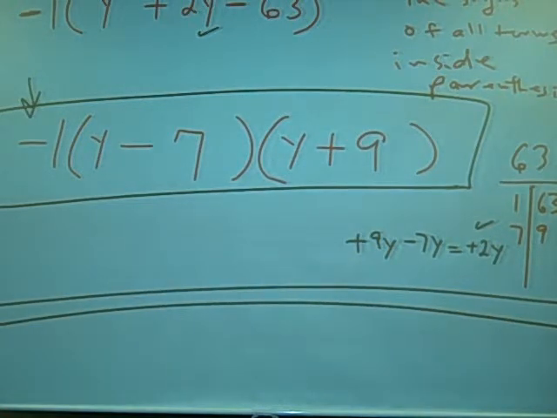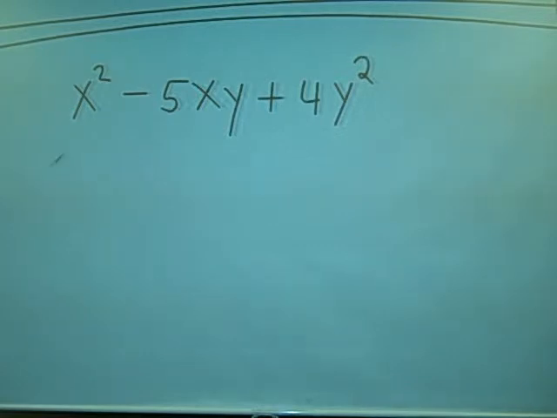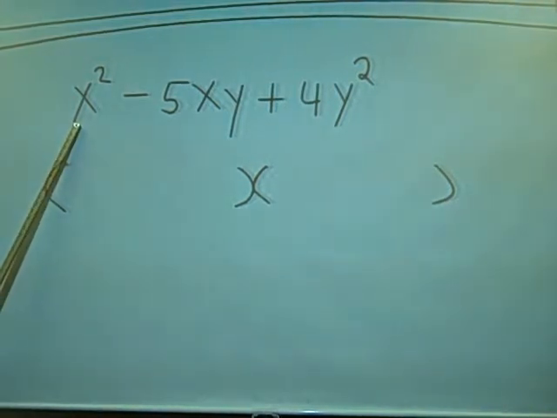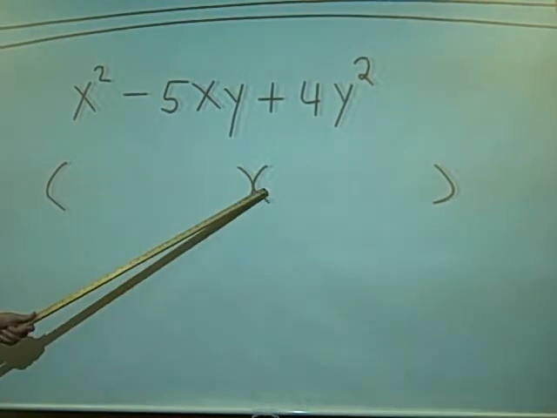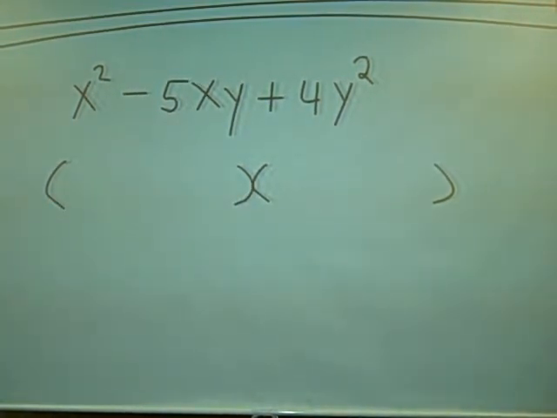Okay, the reason why I tell you to put the variables in first is for a problem like this next one here. We have an x squared minus 5xy plus 4y squared. Okay, we put our parentheses. Now, we know that the trinomial starts with an x. So our factors are going to start with x's. So we go ahead and put those first.